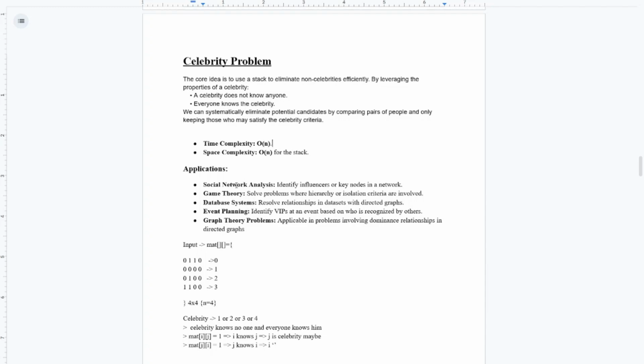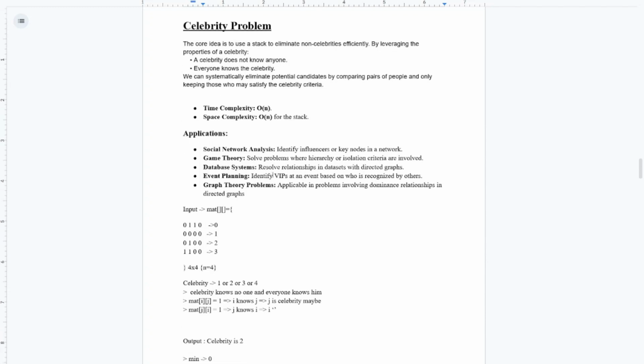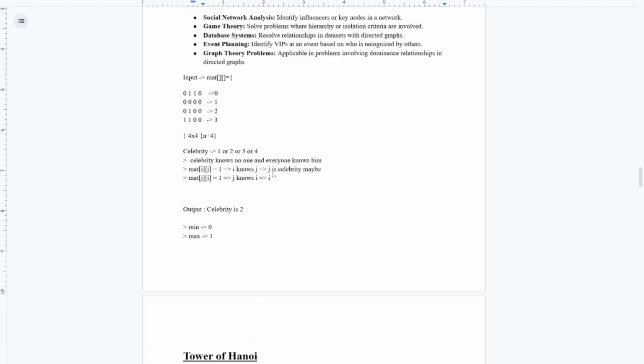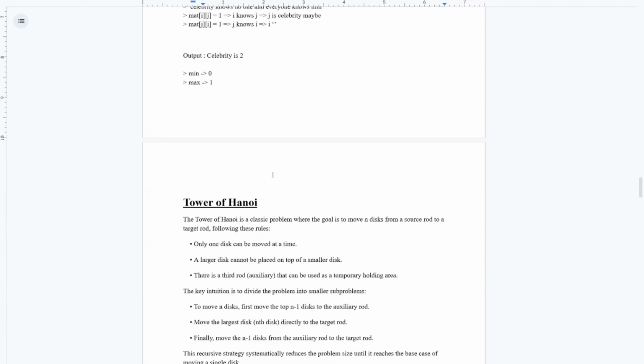complexity. Okay. Coming on to the applications: social networking analysis, game theory, database system, event planning, and graph theory problem. Okay, moving ahead. I hope this problem is very clear to you. It's very interesting. You might read it once.